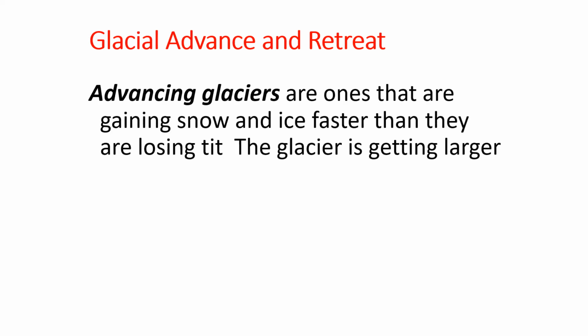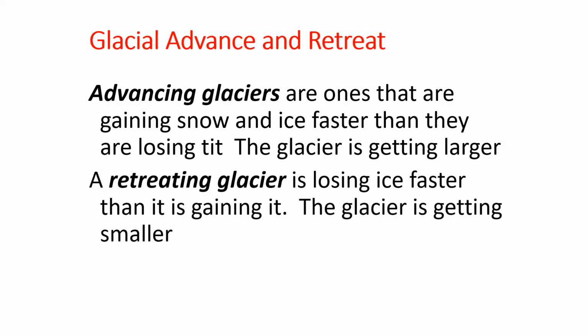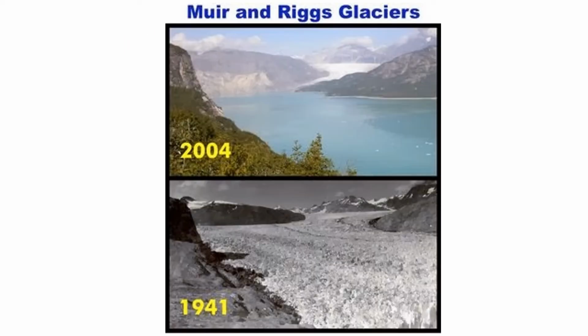Now, glacial advance and retreat. An advancing glacier is one that's getting snow and ice a lot faster than it's losing it. So the glacier is getting bigger. One that's retreating means it's losing ice faster than it's gaining it, so the glacier is actually getting smaller. When we talk about global warming, one of the evidences that the planet is getting warmer is that we look at some of these glaciers over long periods of time. We see that now the glaciers are a lot smaller than they used to be. So overall, these glaciers are melting faster than they're freezing in the wintertime.